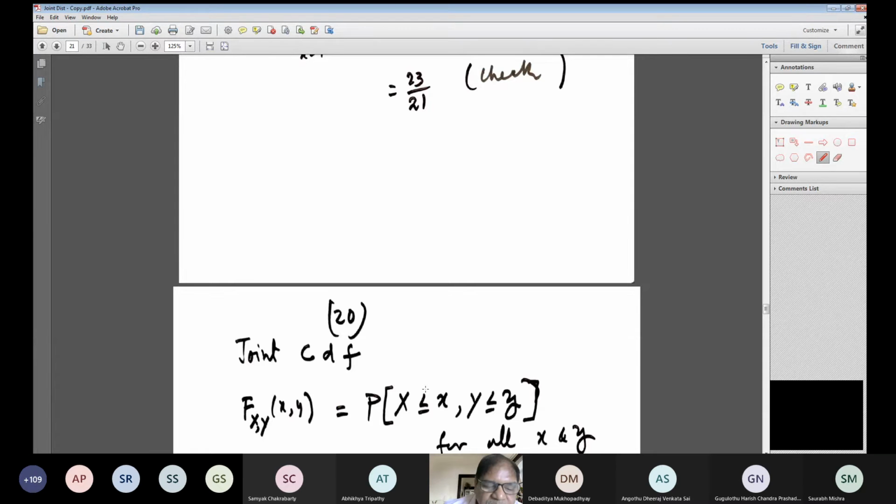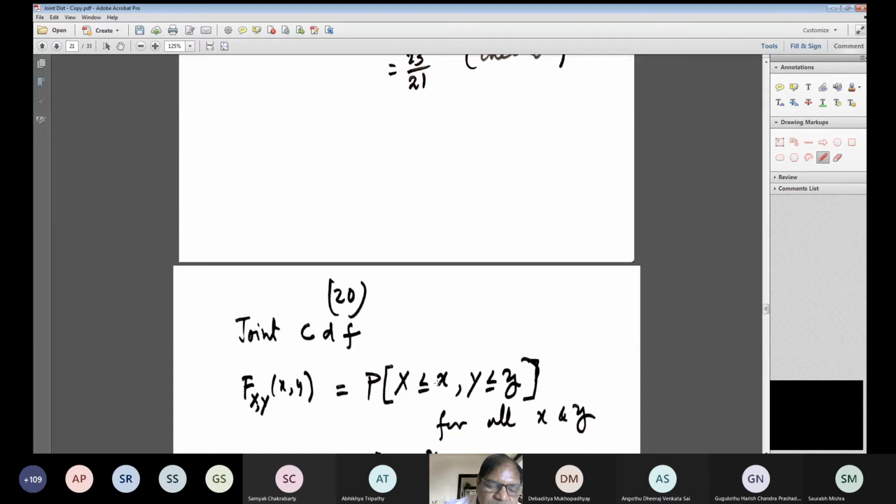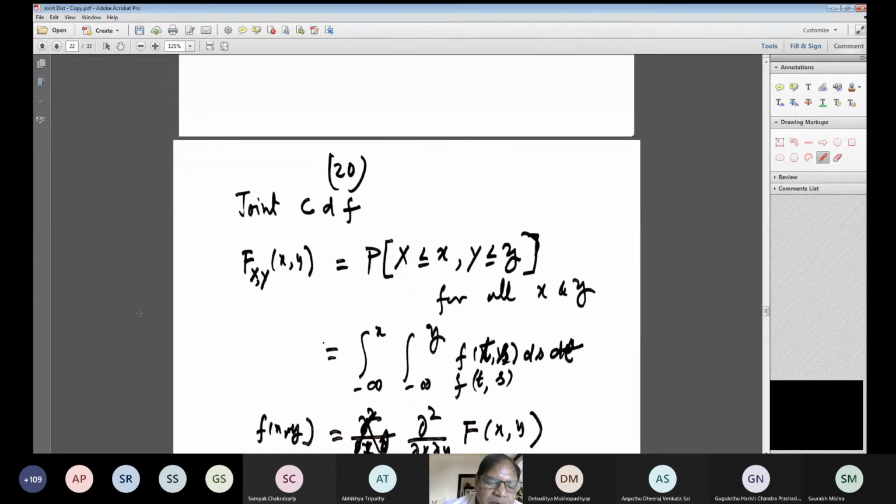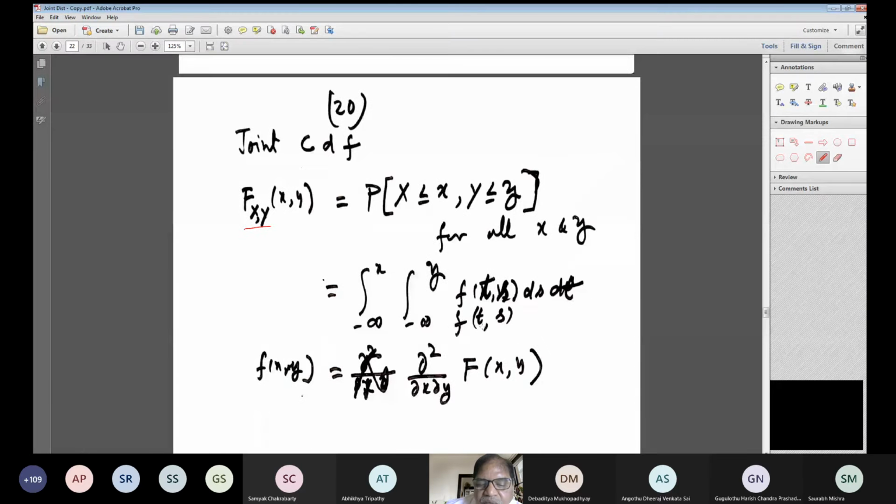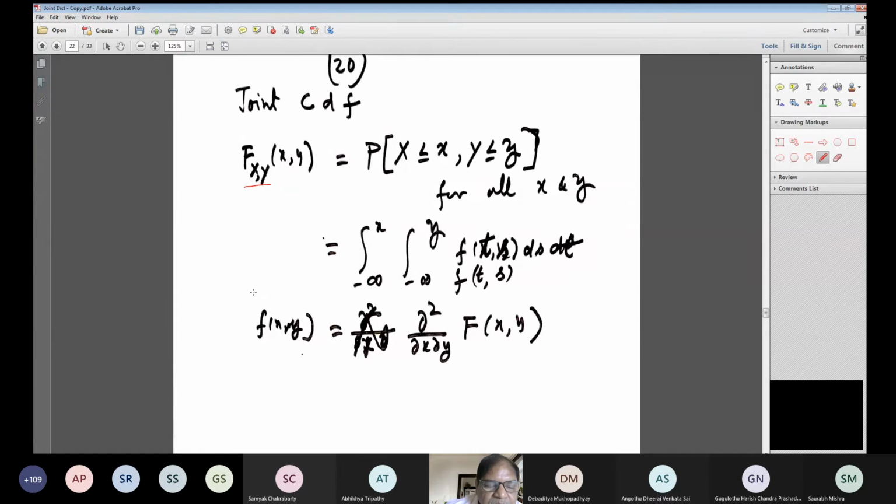There is a similar concept of the joint cumulative distribution function. So in short, it is defined as capital F of x comma y. So x comma y indicates that you are dealing with the two random variables x and y. So the CDF of x and y is the probability that X is less than or equal to x and Y is less than or equal to y for all x and y. So in terms of the joint density function, it is the integral from minus infinity to x, minus infinity to y, of f(s,t) ds dt.